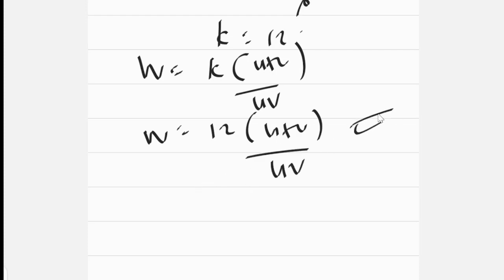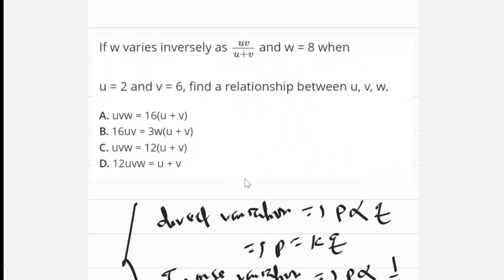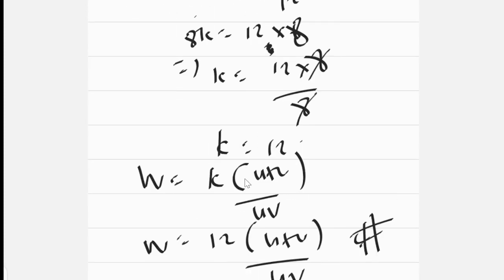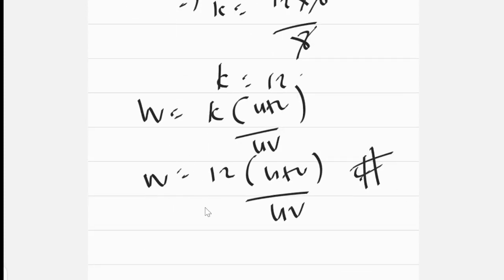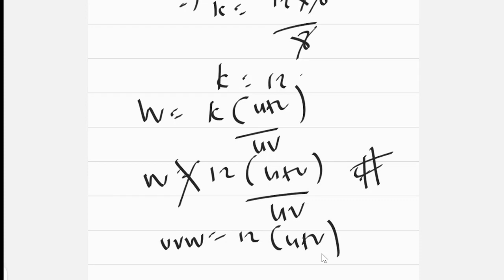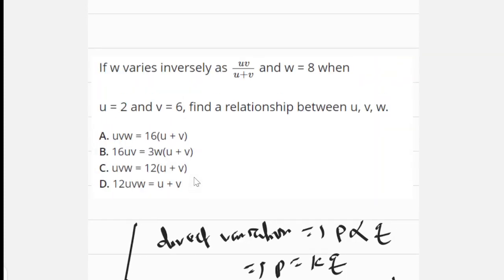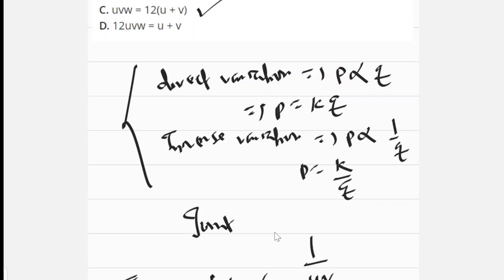So I think that's the relationship connecting W, u and v. Okay, now let us simplify further. If I cross multiply here, then I'm going to have UVW is equal to 12 into U plus V. It means you are not going to stop there. UVW. I think the answer is C. So question 30 now.